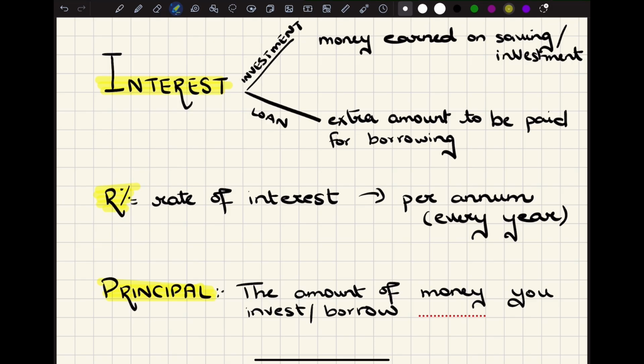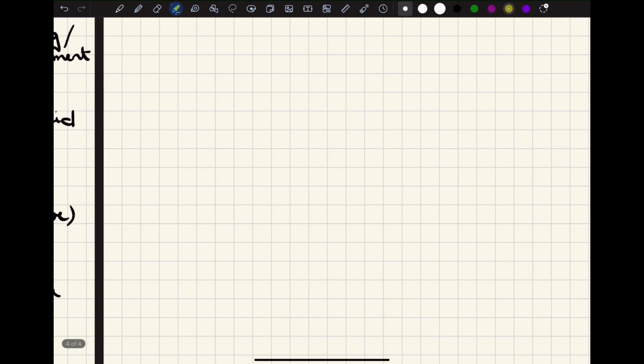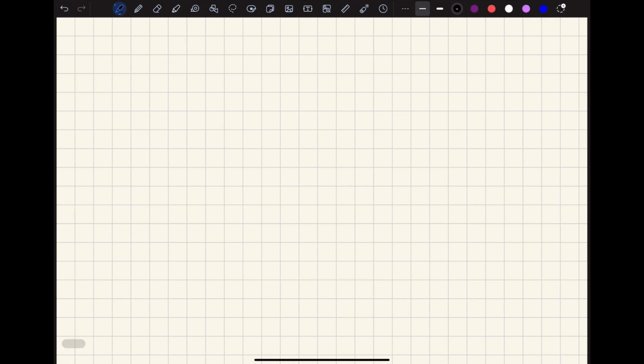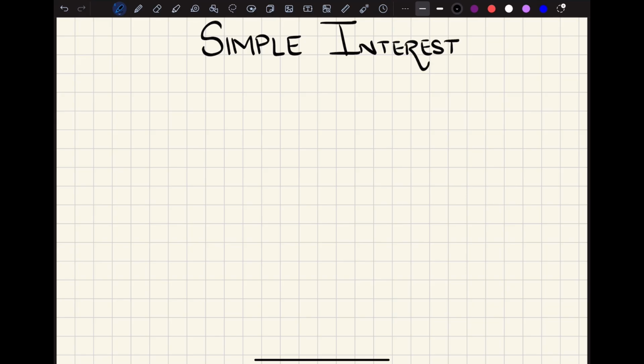Okay, now these were the key terms. Let's dive into the concept. Let's begin with simple interest. There's one formula for simple interest and one for compound interest. You need to memorize both. There's no shortcut for that.